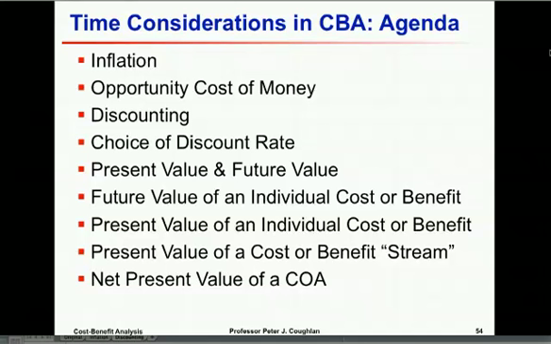We first talked about future value: considering an individual cost or benefit in a particular year in the future, and going from the present to that year. Then we took the inverse to figure out the present value of an individual future cost or benefit. We then combined that by figuring out the present value of a cost or benefit stream, and finally combined those to get the net present value, NPV, of a course of action. The NPV is the net benefit of a course of action when your costs and benefits occur over time.